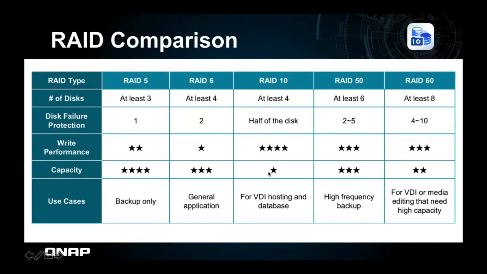RAID 10 will cost you half of your storage for redundancy, so the capacity is the lowest, but its performance is very high, and it offers you a decent amount of safety. At least 1 drive could fail, but if drives fail from different RAID 1 groups, then you could have more than 1 drive fail and still keep your data. RAID 50, it has pretty good performance, and the capacity is still pretty good. And then RAID 60 would have a little bit less capacity than RAID 50, but it offers a little more redundancy.